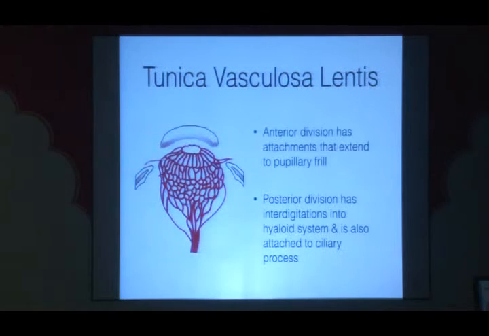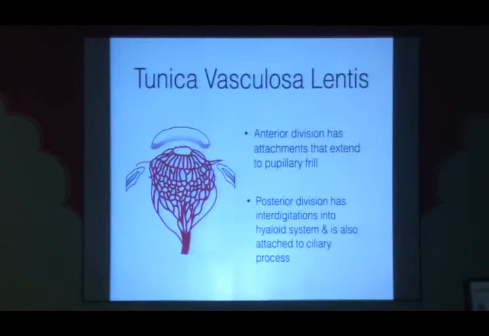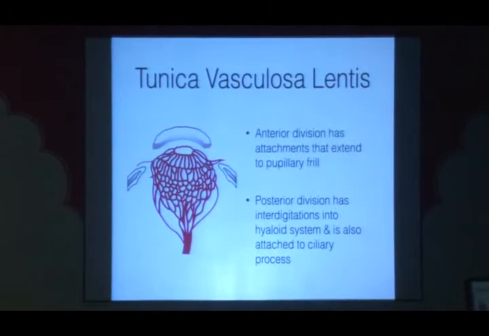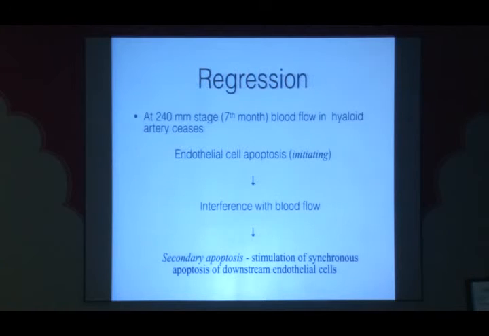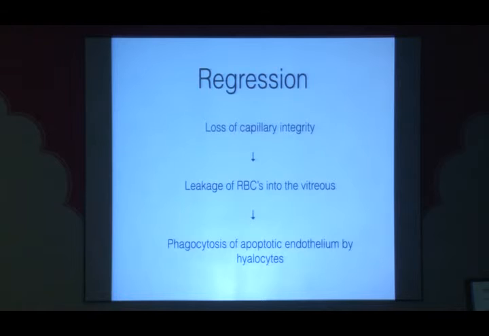As you can see, this is the anterior division as well as the posterior divisions of the tunica vasculosa lentis, which encompasses the lenticular structures. The hyaloid system, also called the primary vitreous, extends from the inferior part of the optic disc towards the surface of the lens at around 4 to 5 weeks of gestation, and because of the processes of both phagocytosis and apoptosis, tends to regress and is later filled by the secondary vitreous.